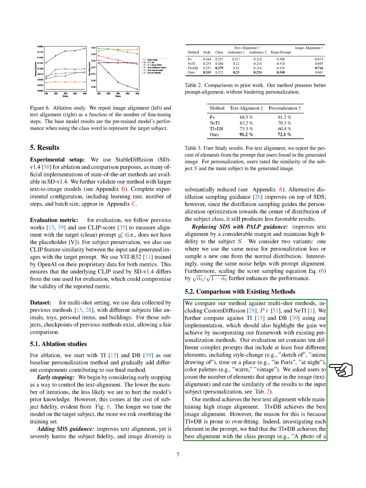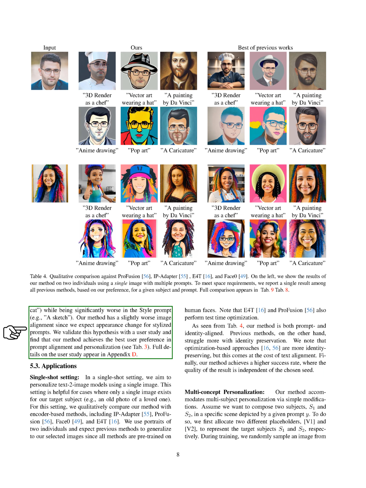Indeed, investigating each element in the prompt, we find that this method achieves the best alignment with the class prompt while being significantly worse in the style prompt. Our method has slightly worse image alignment since we expect appearance change for stylized prompts. We validate this hypothesis with a user study and find that our method achieves the best user preference in prompt alignment and personalization. Full details on the user study appear elsewhere.